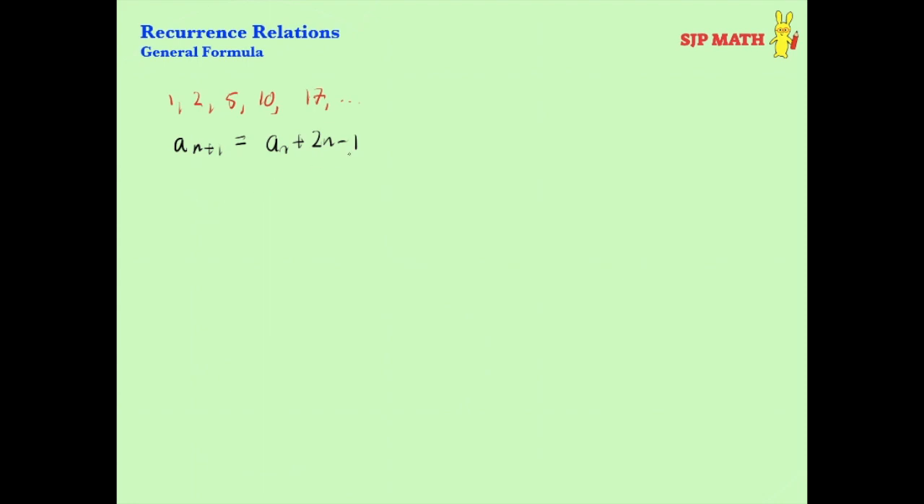And then we're going to do the same thing again. So we're going to stack these equations. So a2 is equal to a1 plus 2 times 1 minus 1. a3 is equal to a2 plus 2 times 2 minus 1. I'll just do it up to there because it's pretty straightforward. And an is equal to an minus 1 plus 2 times n minus 1 minus 1.